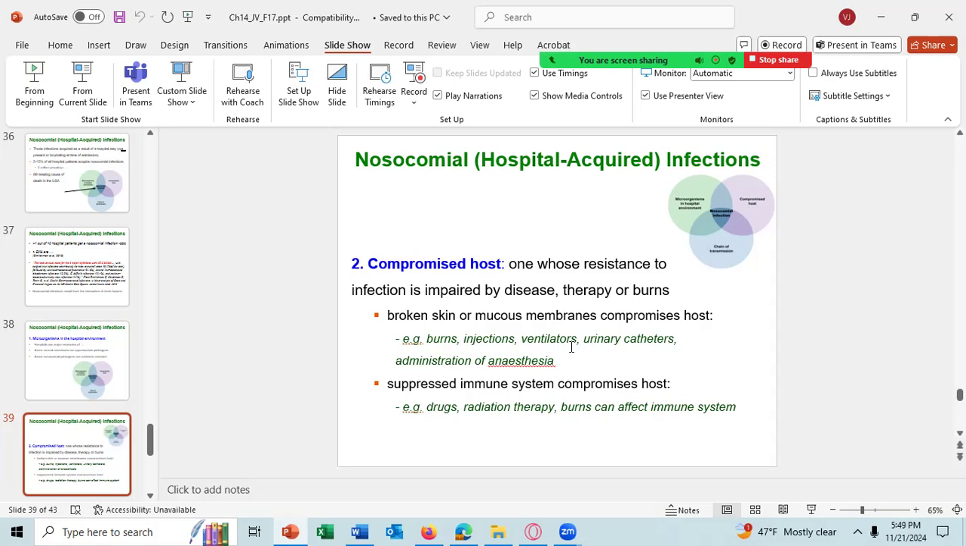And then the patient may be suppressed in their immune system from their disease or whatever reason they're in the hospital. And then that can be from the disease itself suppressing the immune system, the drugs given to the patient, which can suppress the immune system, radiation therapy, and then burns. All of these affect the immune system, weakening it.